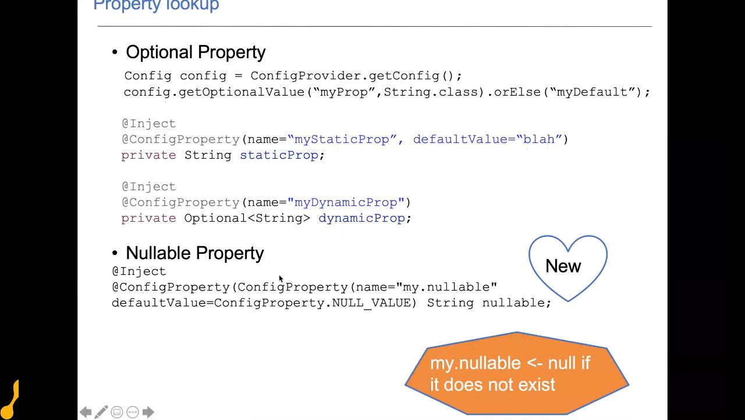This is a new feature we added. So basically, you do @Inject @ConfigProperty, and this is the property name. Sorry, I got a typo here, so this is not a ConfigProperty; ignore this. You have name equals my.nullable, and then you directly specify defaultValue equals ConfigProperty.UNCONFIGURED_VALUE. In this case, if my.nullable doesn't exist, you will get a null assigned to the nullable.